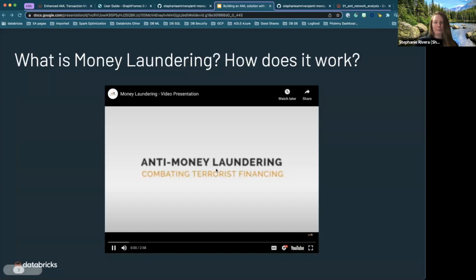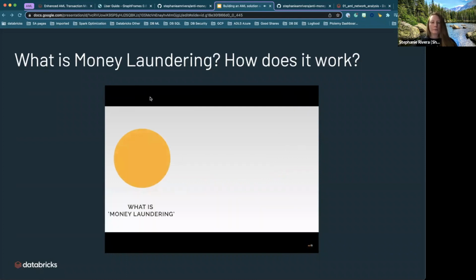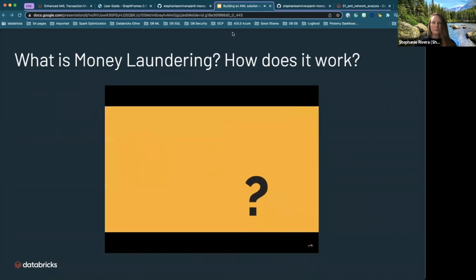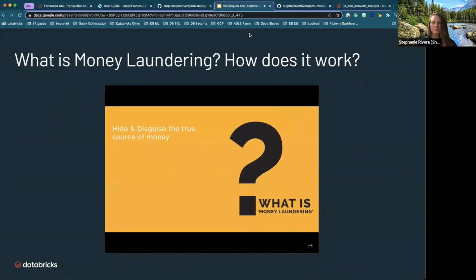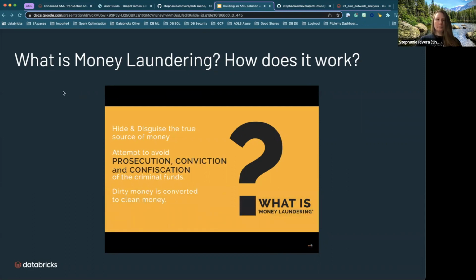started. Welcome to the e-learning module of anti-money laundering and combating terrorist financing. In this module, you will learn what is money laundering, different sources of dirty money, and the various stages of money laundering. Now, let's see, what is money laundering? Money laundering is the process whereby criminals attempt to hide and disguise the true origin and ownership of the proceeds of their criminal activities, thereby avoiding prosecution, conviction, and confiscation of the criminal funds. In simple words, it is a process through which dirty money is converted into clean money.